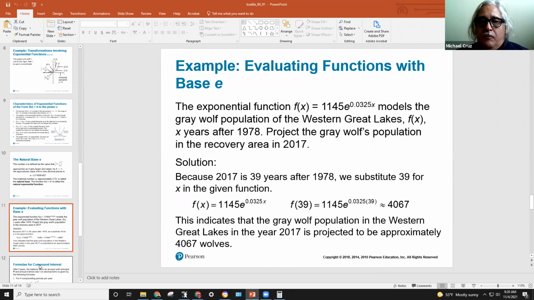All right, so base E is going to be a very important one. You're going to see it over and over, and when we see the logarithms, there's the opposite, the natural logarithm.